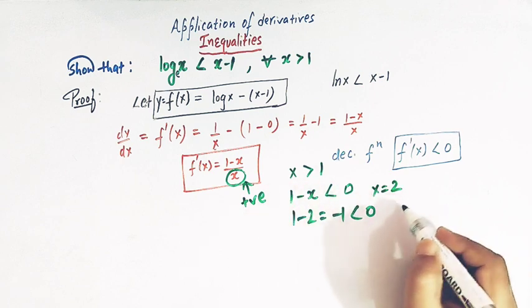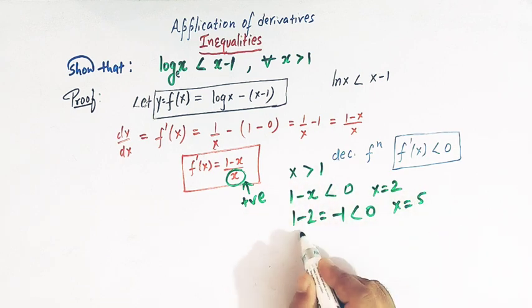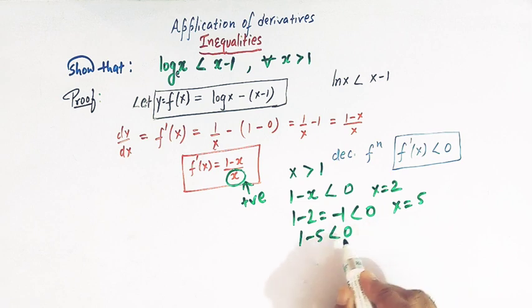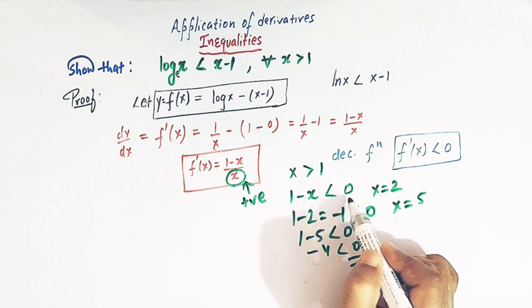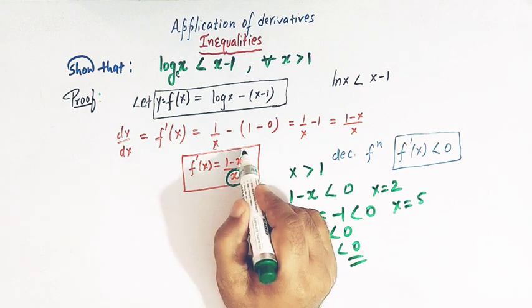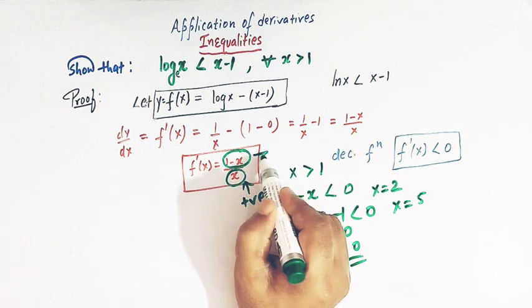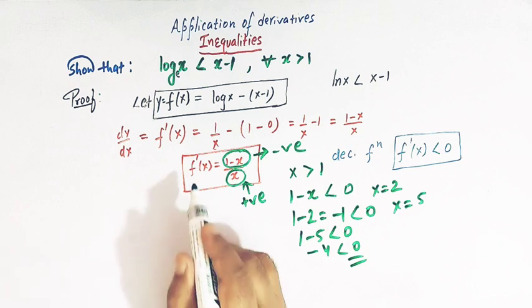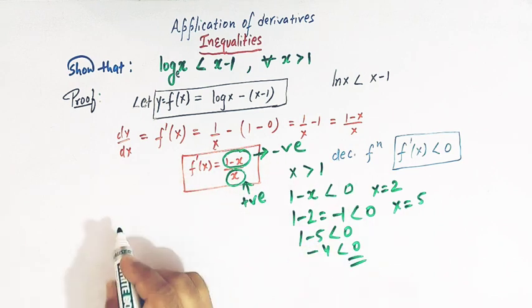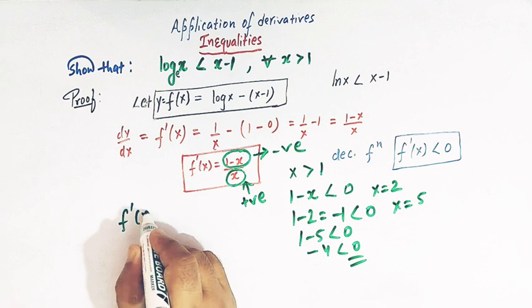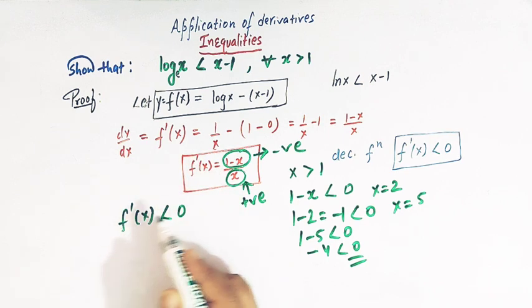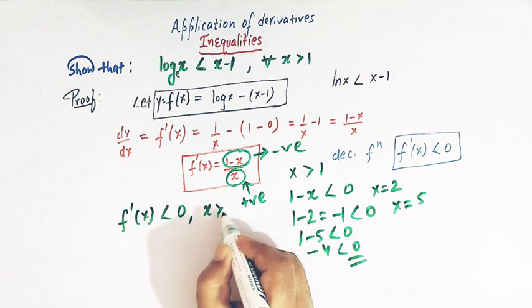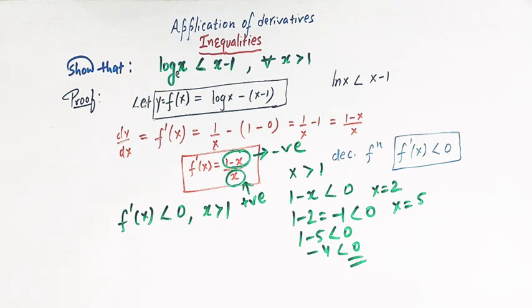Similarly, if we take x equal to, say, 5, then 1 minus 5 is less than 0, that is, minus 4 is less than 0, right? So for x greater than 1, 1 minus x is always less than 0. So the numerator is always negative, right? So we can now conclude that f prime of x should be less than 0. It means the derivative should be negative when x is greater than 1, right?